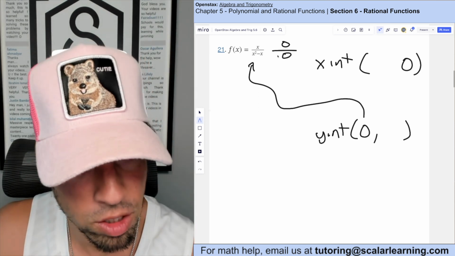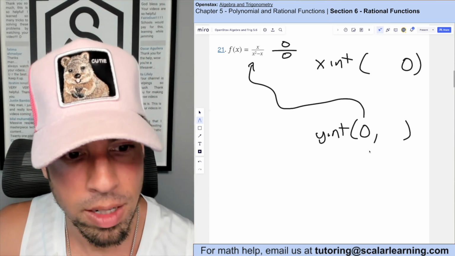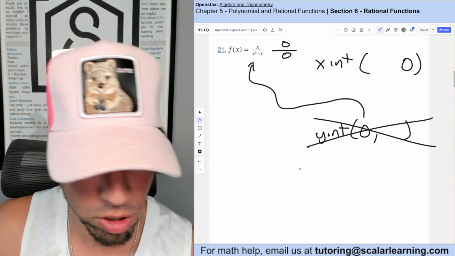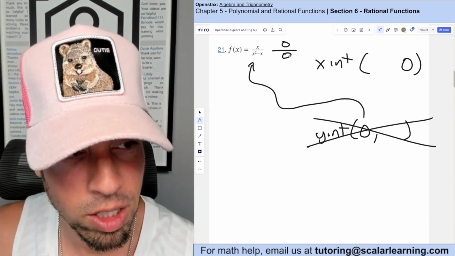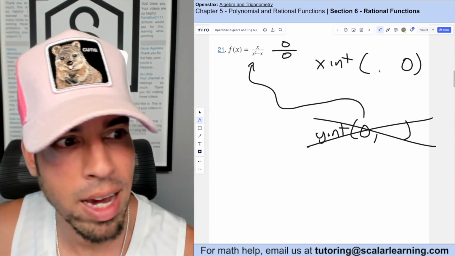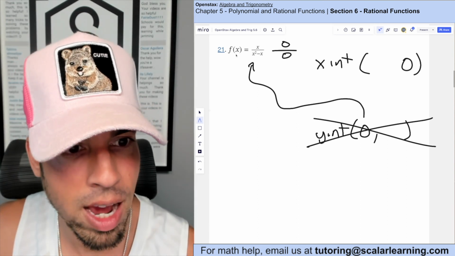0 squared is 0, minus 0 is 0. That's indeterminate. That means there is no y-intercept. And just as a reminder, it's indeterminate because you can't divide by 0. Now, what about the x-intercept? When is this function going to actually go to 0?